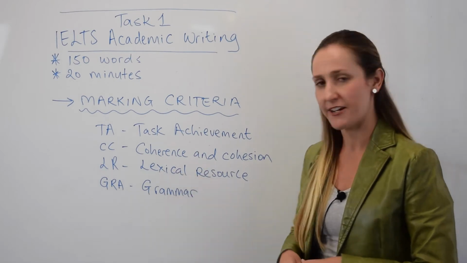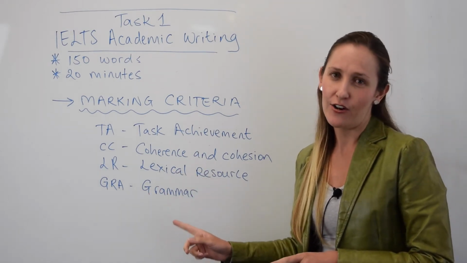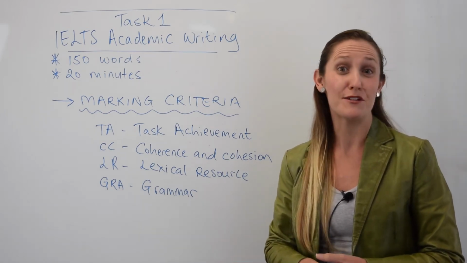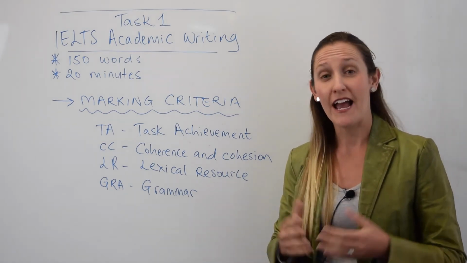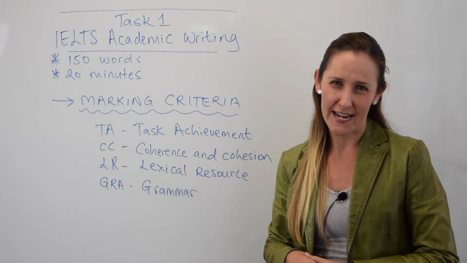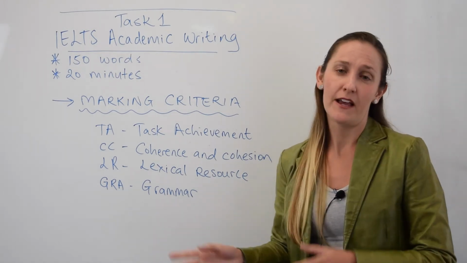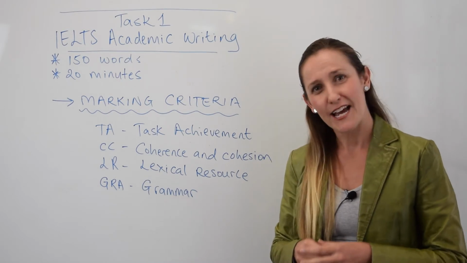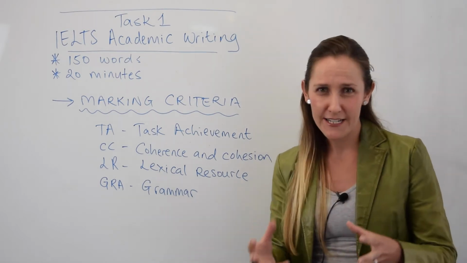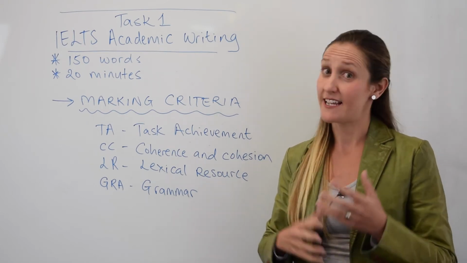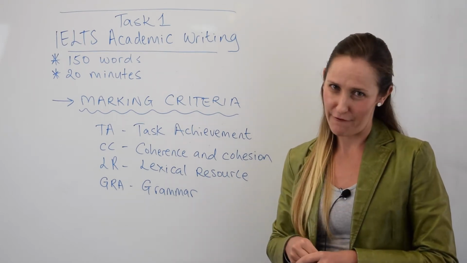The final criteria is GRA, or grammar. So it seems obvious that you need to try to be as accurate as possible and avoid making grammatical mistakes. But that's not the only important thing in this criteria. The other important thing is that you try to use a variety of grammatical structures. Just being accurate is actually not enough.